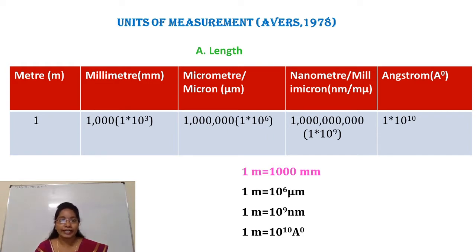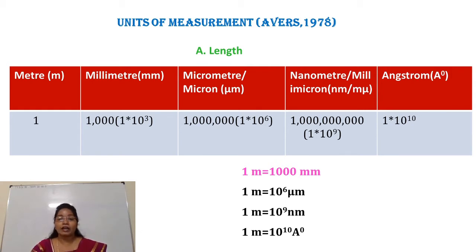For measuring length of a particular cell, the standard unit is meter. As we know, 1 meter is equal to 1000 millimeter. Similarly, 1 meter is equal to 10 to the power 6 micrometer. Micrometer is also called micron. Majority of bacterial cells are measured in microns. So, 1 meter is again equal to 10 to the power 9 nanometer.